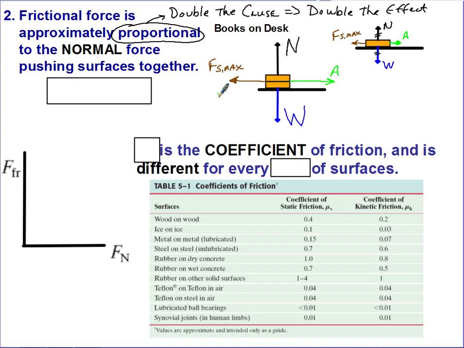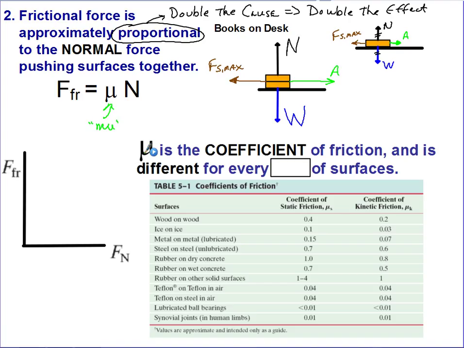Now we can write that as an equation. And so the equation that we're going to write looks something like this. The frictional force that's present depends on the normal force, and this little value mu, it's a Greek letter mu, is what's called the coefficient of friction. Okay, the coefficient of friction tells us how much friction we have as a proportion or as a portion of the normal force. So it's like a multiplier. It's different for every pair of surfaces.